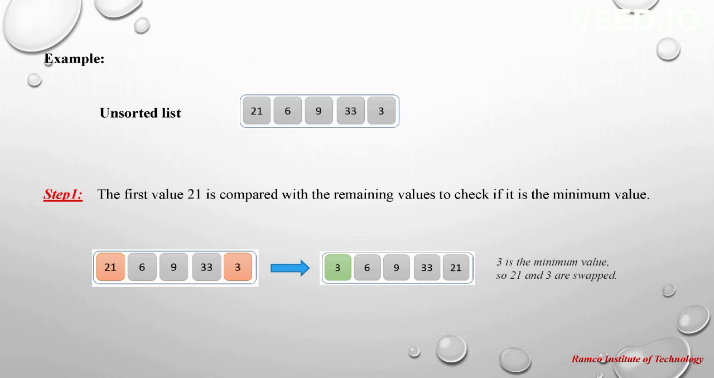Next, we are going to see one example of how an unsorted array is sorted by using selection sort. Here, our unsorted list contains 5 elements such as 21, 6, 9, 33 and 3. In step 1, the first element 21 is compared with the remaining elements. It finds that 3 is the minimum value. So the positions of 21 and 3 are swapped. The values in green color represent the sorted list.